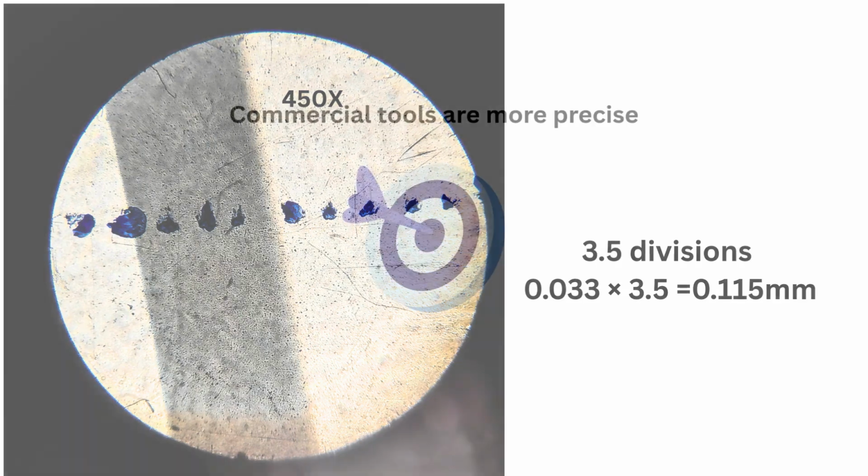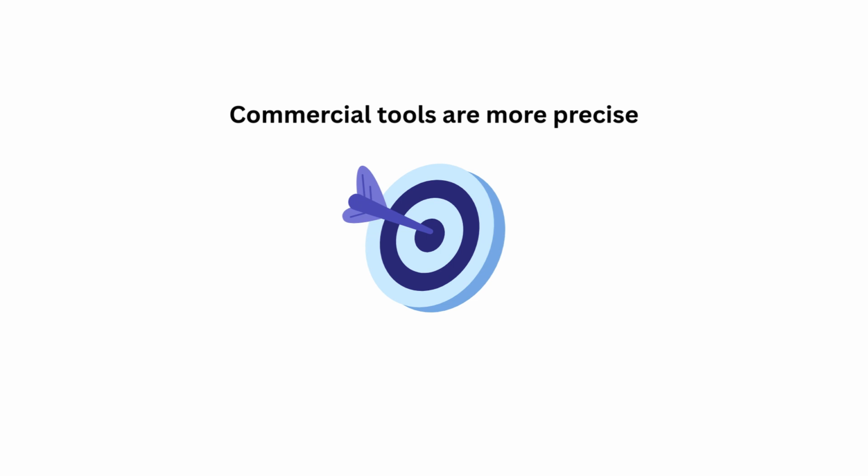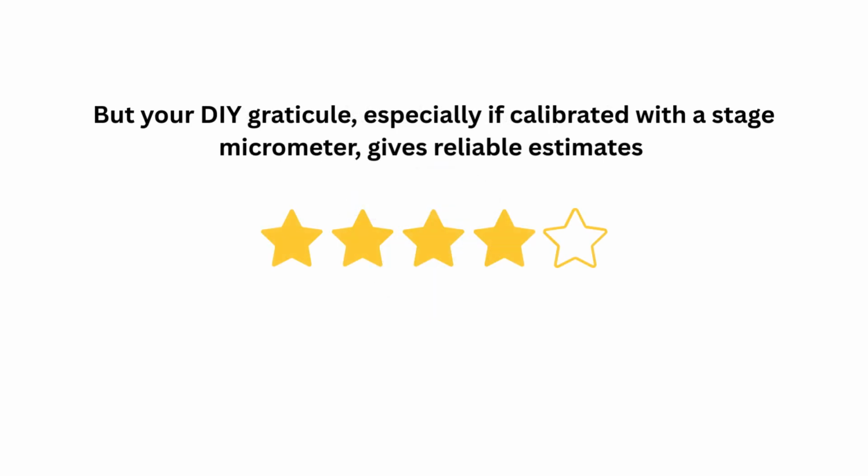Here are a few quick tips before you build your own eyepiece graticule. Commercial tools are more precise and they are ideal for advanced scientific work. But your DIY graticule, especially if calibrated with a stage micrometer, gives reliable estimates too, and it's perfect for school labs, home learning, and early research. Even if you don't have a micrometer, your graticule alone is still a nice tool for exploring relative cell sizes.